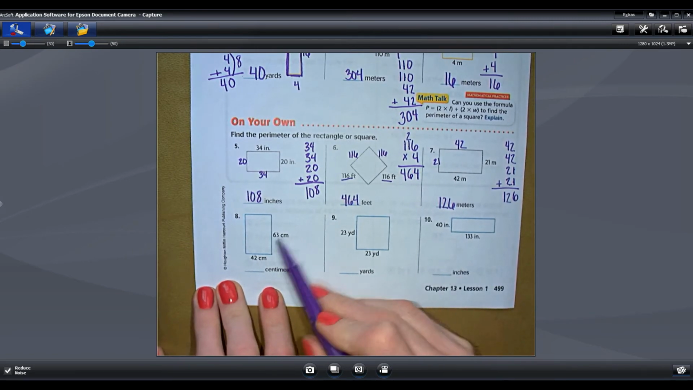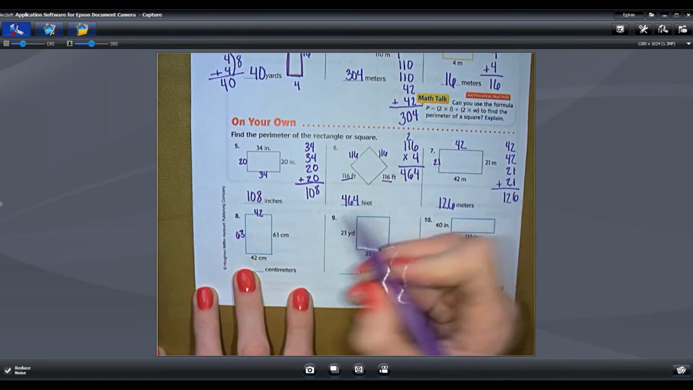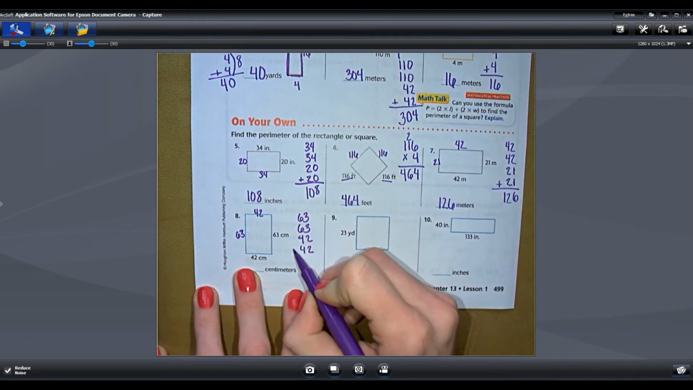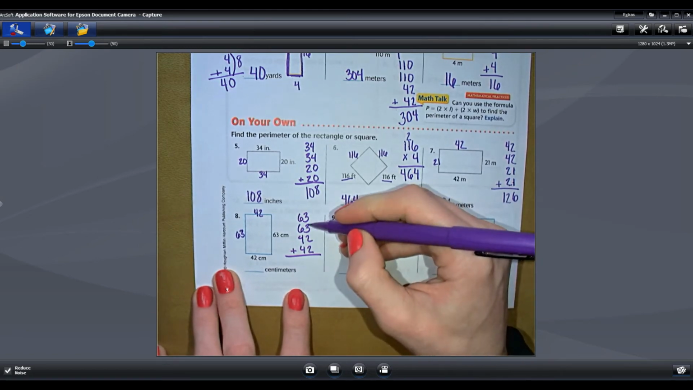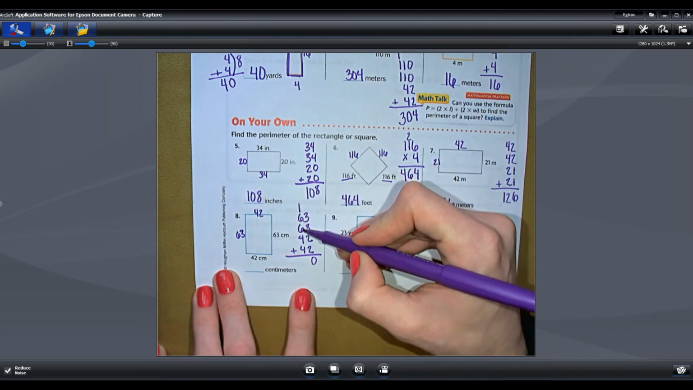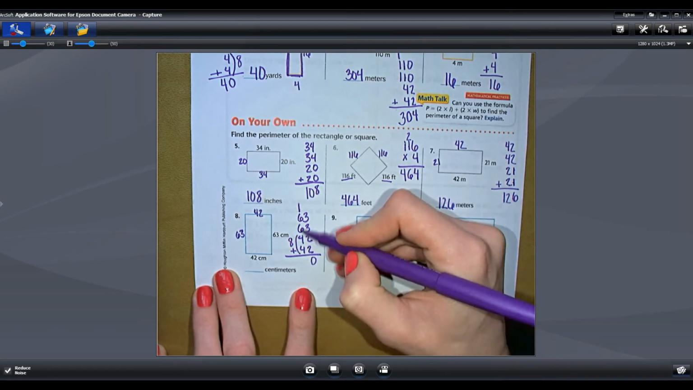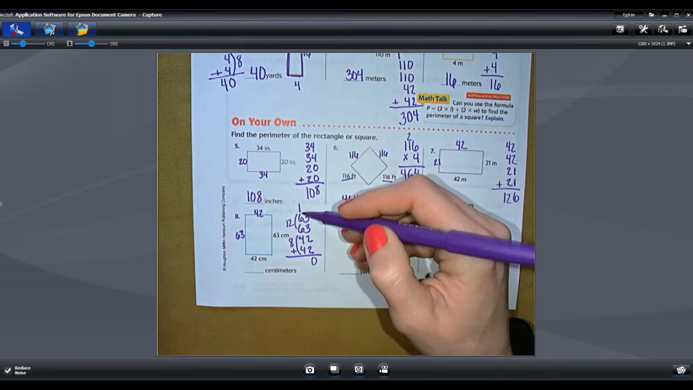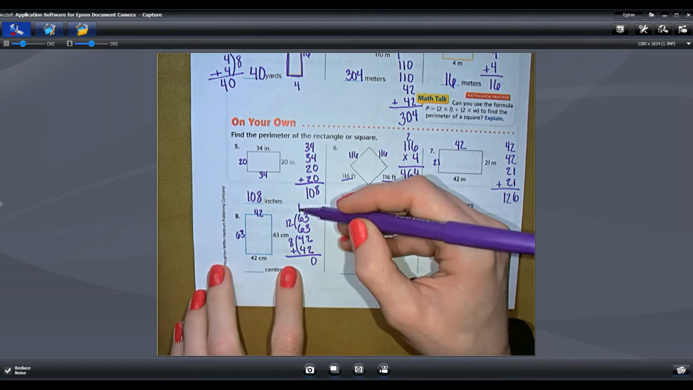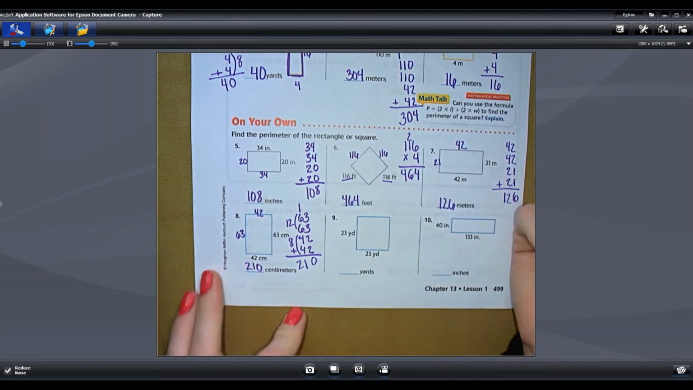Okay. 63. If this one's 63, this one's 63. Oops. This one's 42, then this one's 42. So I need 63 plus 63 plus 42 plus 42. Okay, 3 plus 3 is 6, 7, 8, 9, 10. 6 plus 6 is 12. Again, look for the mental math. 4 plus 4 is 8. This 12 plus 8. Think of like a 10 spring. 12 plus 8 would give you 20. One more is 21. Okay, 210 centimeters.